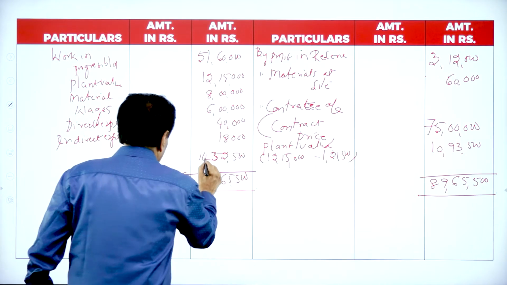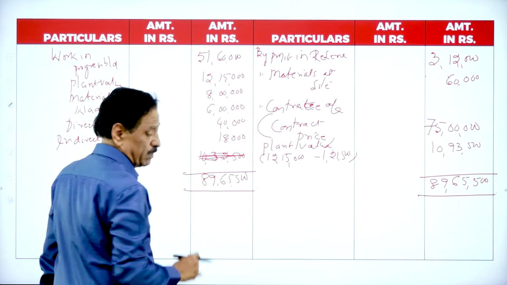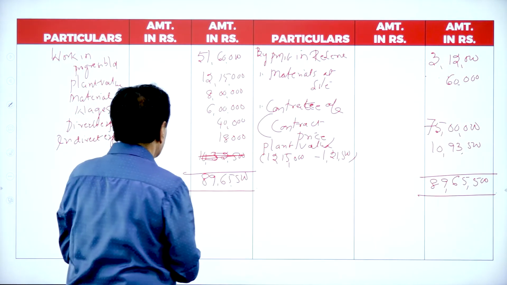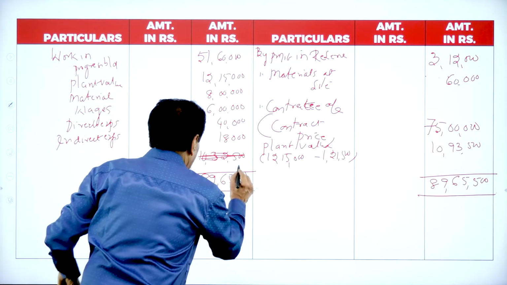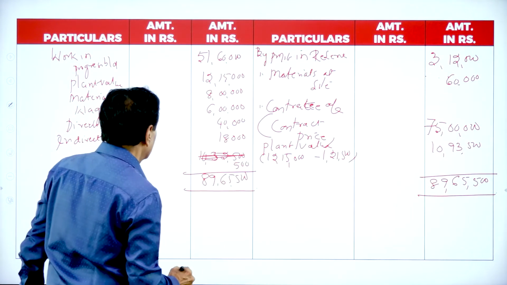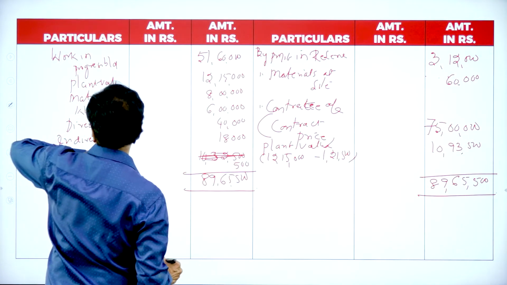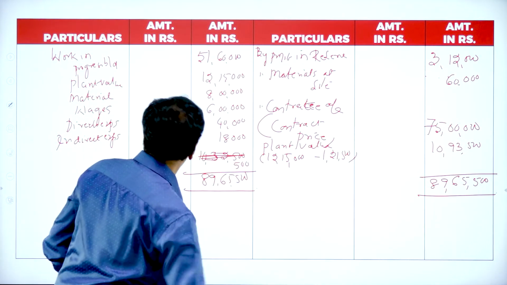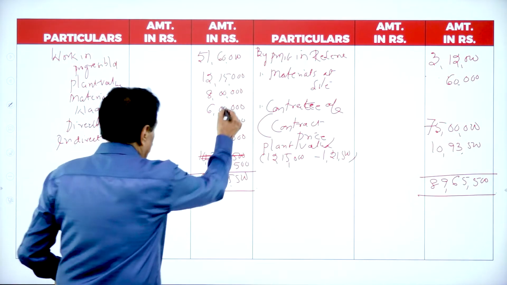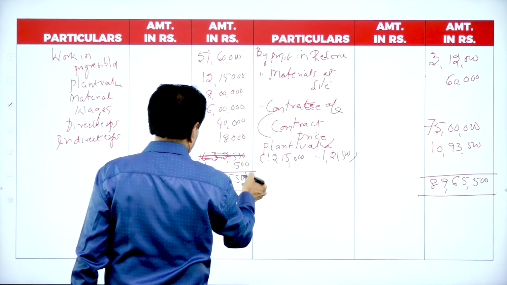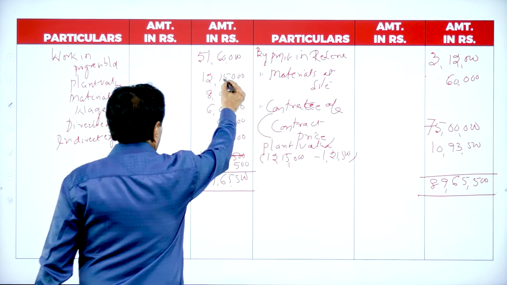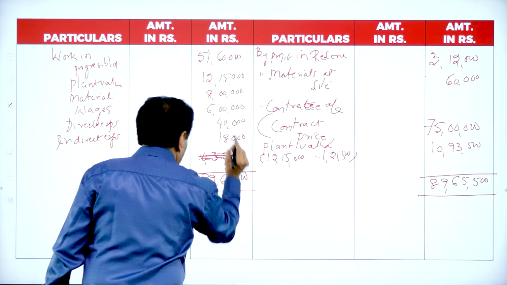We'll bring out the difference. Here, you bring out the difference now. Here, this is 500. Then 5 plus 8, 13. Any wrong entry from last year? No. 51 lakh 60,005. This is 18,500. 5 plus 8, 13 plus 2, 15.